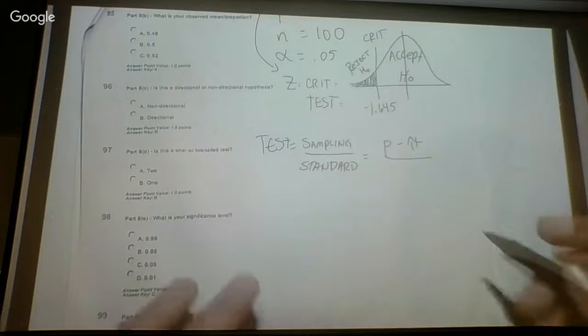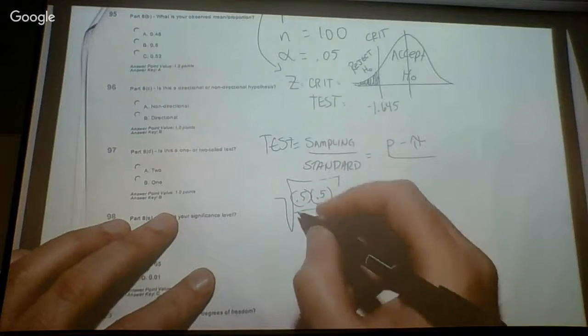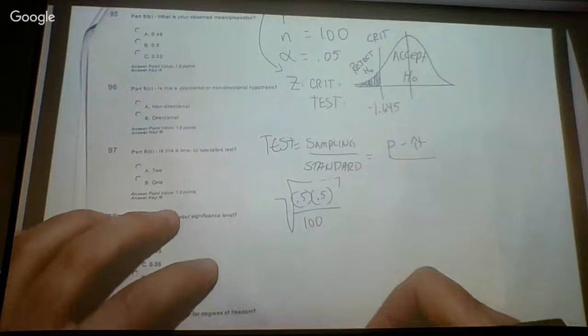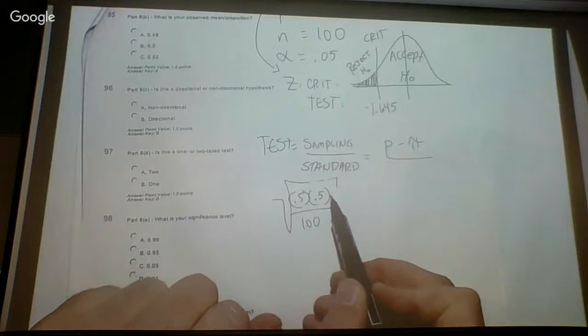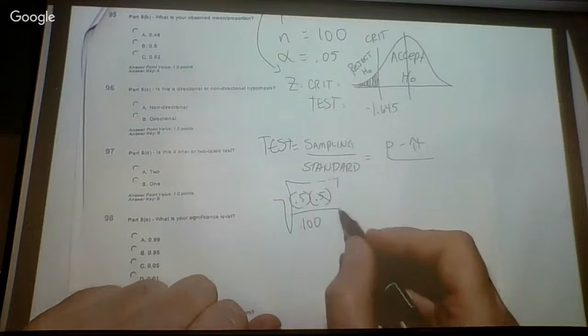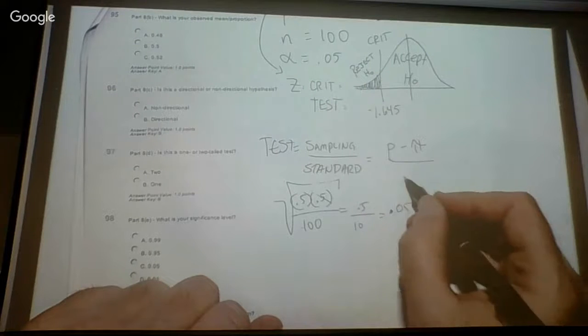You take the square root of that. Looks like math should be getting easier. Pi times 1 minus pi is 0.5 times 0.5, divided by 100. Should be 0.5 over 10, 0.05. I don't know. What do you get for standard error? For real? It's an answer. Is it the right answer? Yeah, I think so. Because the square root of 0.5 times 0.5 is just 0.5. The square root of 100 is 10. So 0.5 divided by 10 is the same as taking 0.5 and moving the decimal place over just 1, 0.05.